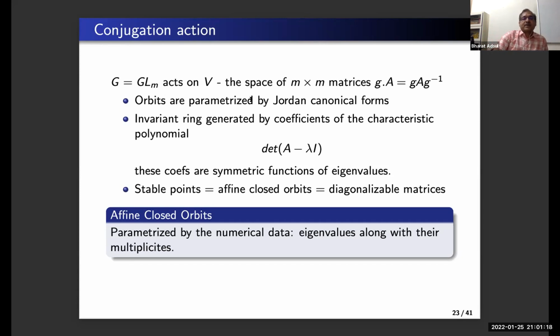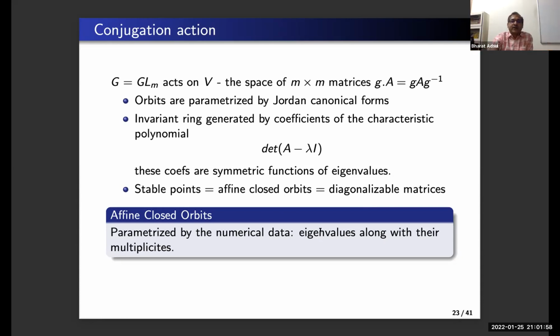In this case, the stable points for this action, which correspond to affine closed orbits, are nothing but the matrices which can be diagonalized. This is a classical fact. The key point is that the closed orbits in the affine sense are parameterized by this numerical data, which is the eigenvalues along with their multiplicities, because the diagonal matrix is essentially given by this data. Those are the closed orbits for the conjugation action.